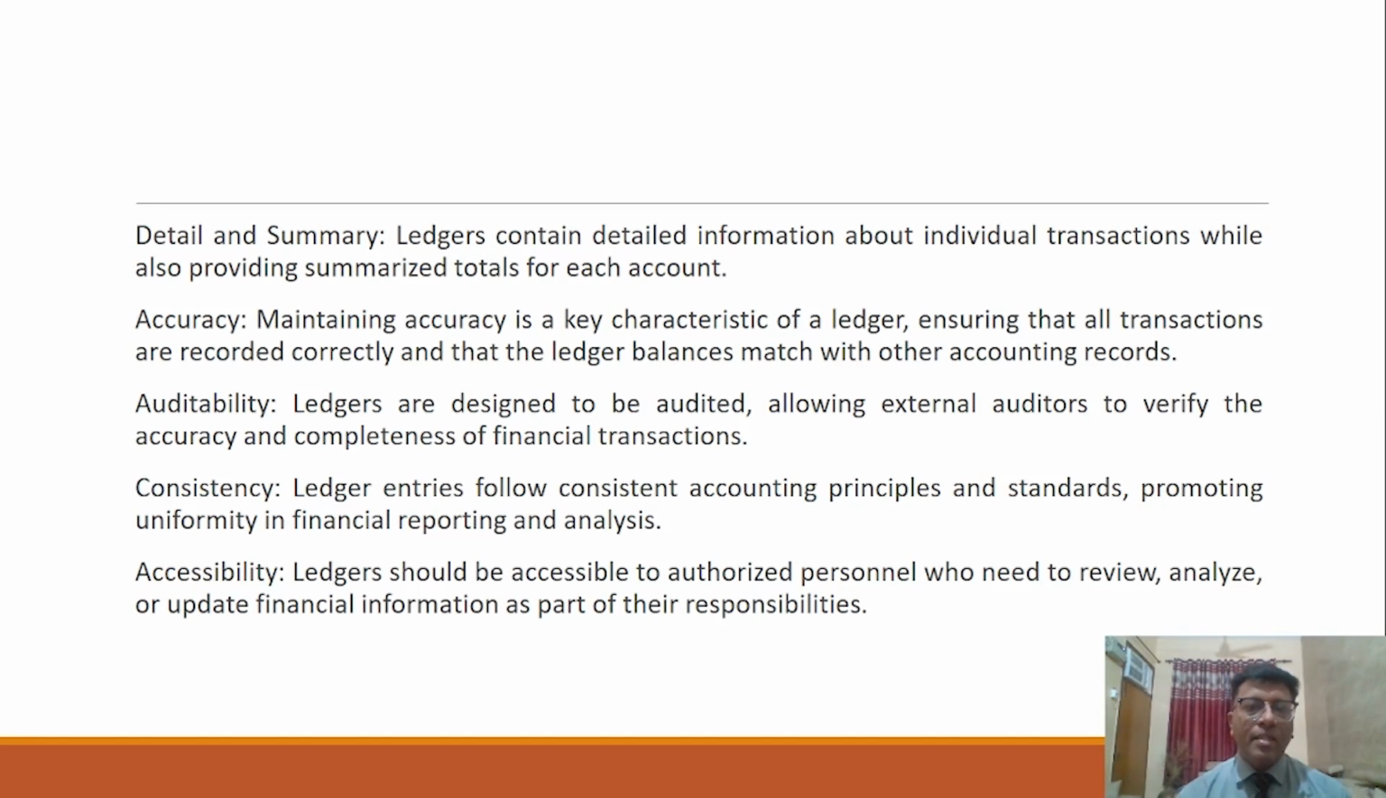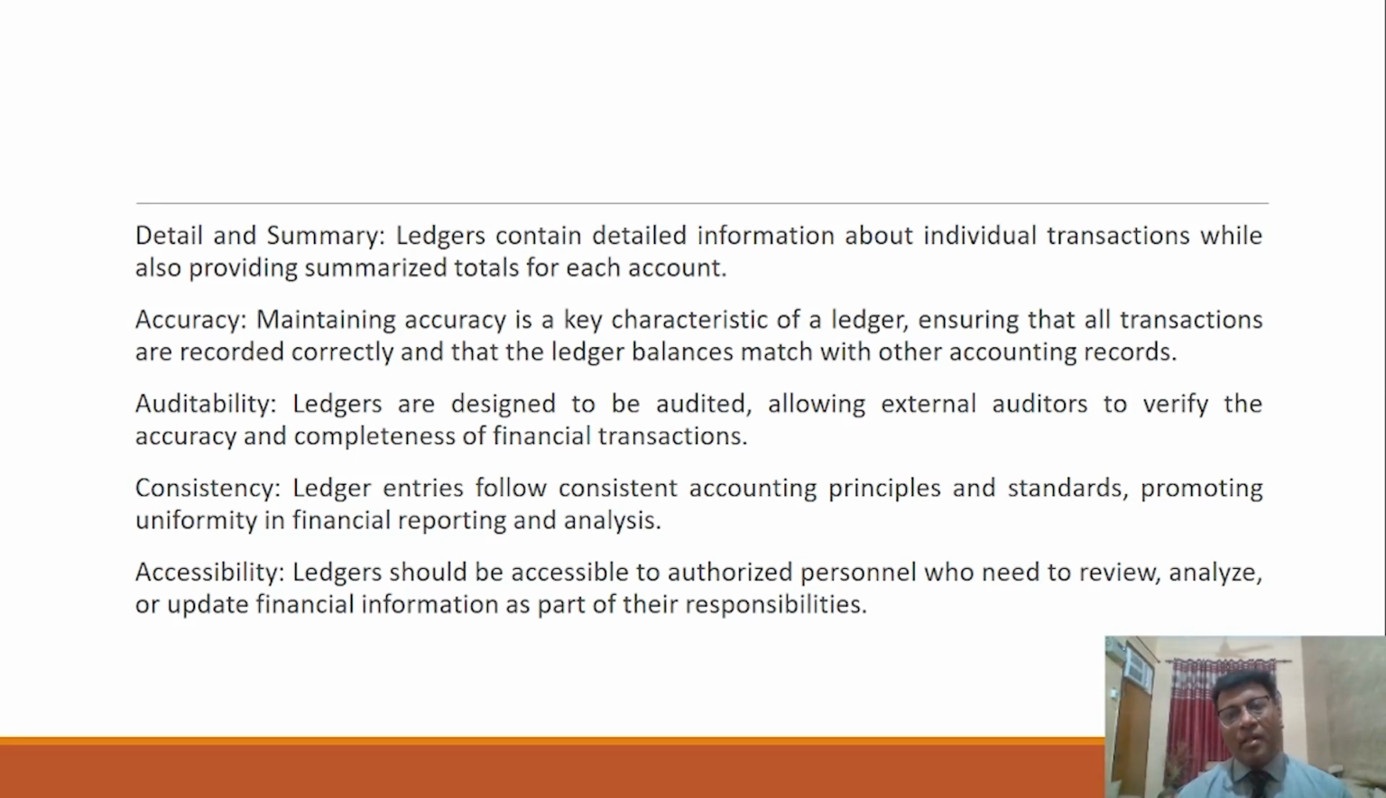Detail and summary. Ledger contains detailed information about individual transactions while also providing a summarized total for each account. So detail is also there, and summary in the form of total. You are gathering the information from the ledger. Accuracy, it ensures or maintains the accuracy. It means this is a key characteristic of a ledger, ensuring that all transactions are recorded correctly and the ledger balances match with other accounting records.